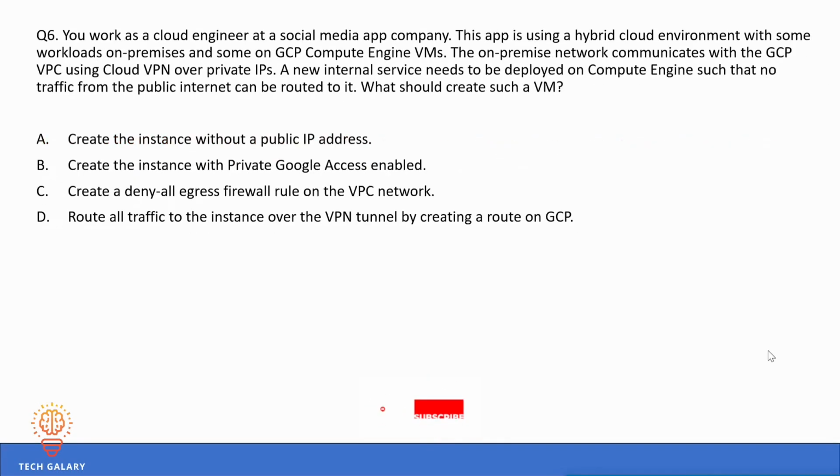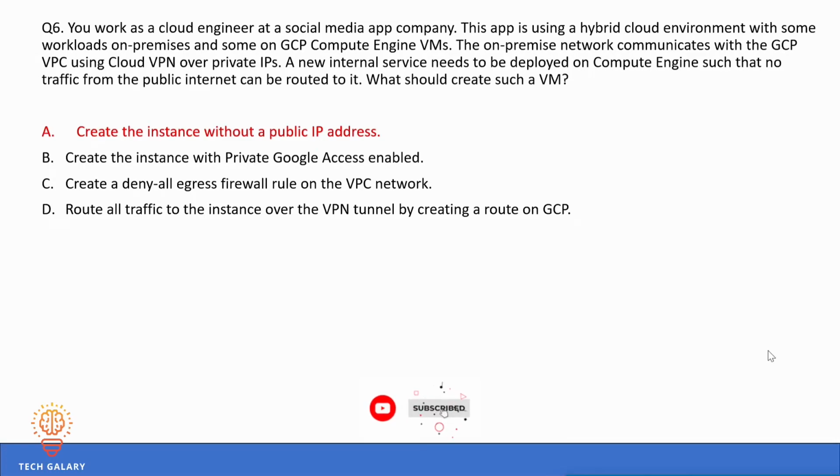Now let's move ahead with question 6. You work as a cloud engineer at a social media app company. This app is using a hybrid cloud environment with some workloads on premises and some on GCP Compute Engine VMs. The on-premises network communicates with a GCP VPC using Cloud VPN over private IPs. A new internal service needs to be deployed on Compute Engine such that no traffic from the public internet can be routed to it. How should you create such a VM? These are the options available. So the correct answer is create the instance without a public IP address.